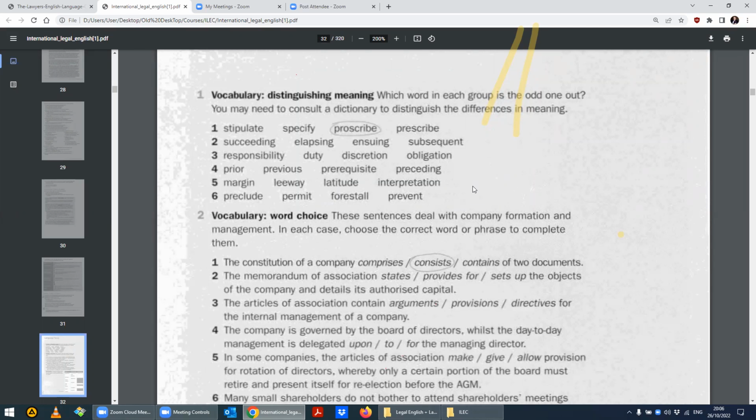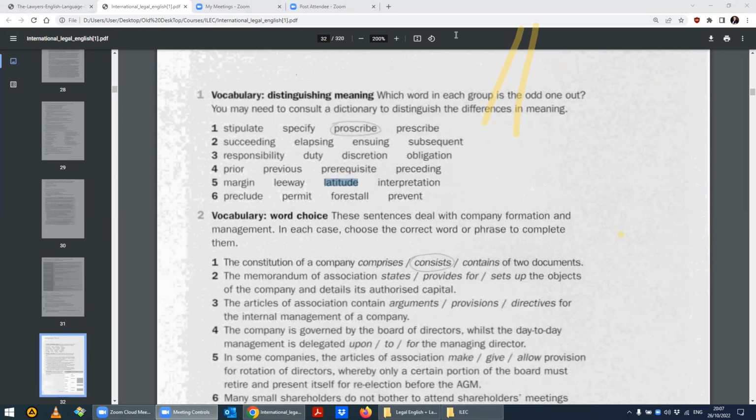Let me explain what leeway is. Leeway is the amount of room which a ship has to leave the harbor. The leeway, the amount of room on the left and the right for the ship to leave the harbor. Latitude is the lines, parallel lines around the Earth, the lines of latitude. Tropic of Cancer, Tropic of Capricorn, the equator, they're all lines of latitude. Margin, this is the area at the side of the page. That's the margin. Now, all of them refer to the amount of room.